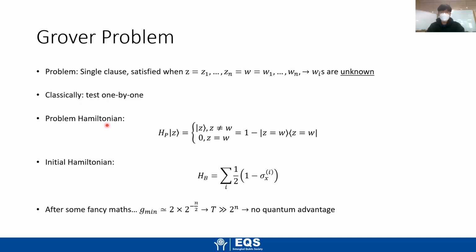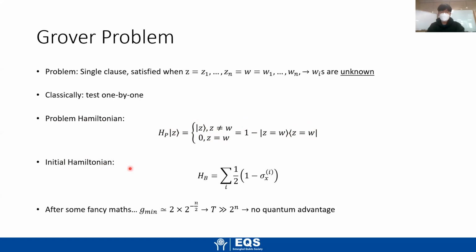So the Hamiltonian that we have is written as follows. So for the problem Hamiltonian, we have eigenvalue 0 when z is equal to the state that we're trying to find. And we have eigenvalue 1 when z is not the state that we're trying to find. So it's written as follows. And we can see that the ground state is when the z state is the W state.